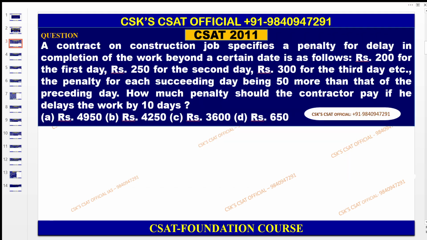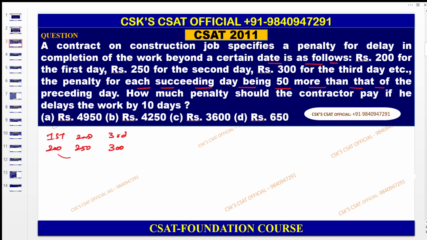The first question here is a contract on a construction job specifies a penalty for a delay in completion of the work beyond a certain days as follows: rupees 200 for the first day, second day 250, third 300, etc. The penalty for each succeeding day being 50 more than the preceding day.